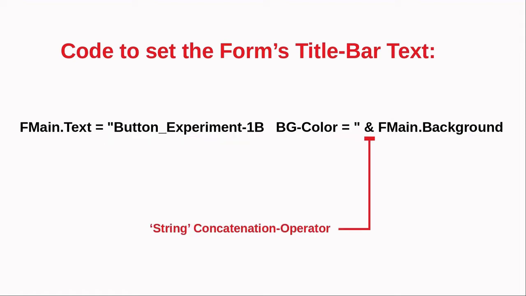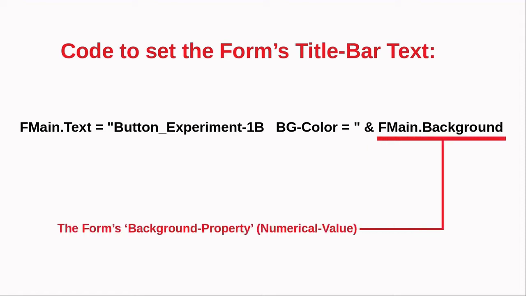The ampersand, or and character, is used in GAMBAS to concatenate, or build, strings from smaller collections of characters. In this case, the actual value stored in the background property variable is being added to the end of the descriptive text string. You should note, the form's background property is actually a numerical value. However, the GAMBAS language will automatically format the data into the correct variable format in order to display it as a text string.